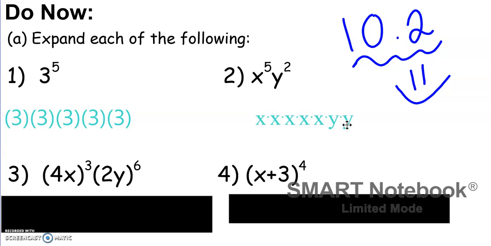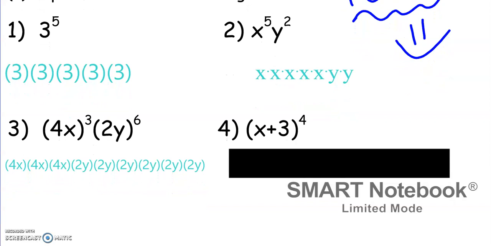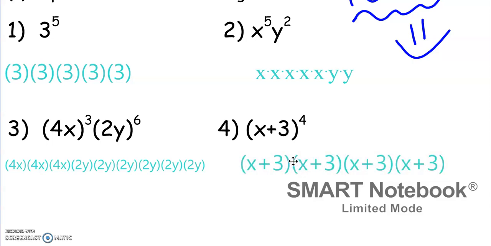Down in the bottom left corner, number 3, so you have the quantity 4x raised to the 3rd power times the quantity 2y raised to the 6th power. So when we rewrite this, it's going to be 4x 3 times and 2y 6 times with multiplication in between each. And lastly, number 4, we have the quantity x plus 3 raised to the 4th power. So we're going to be multiplying x plus 3 by itself 4 times. So they should look like this.